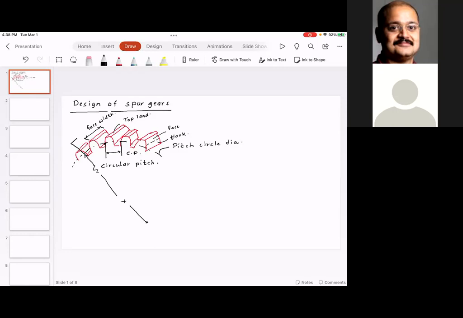The important relationship for the gear is D, the pitch circle diameter, is equal to module M times T, which is the number of teeth. Remember this equation. This is the design equation for the gear. So the pitch circle diameter is equal to module, M is module, and T is the number of teeth.